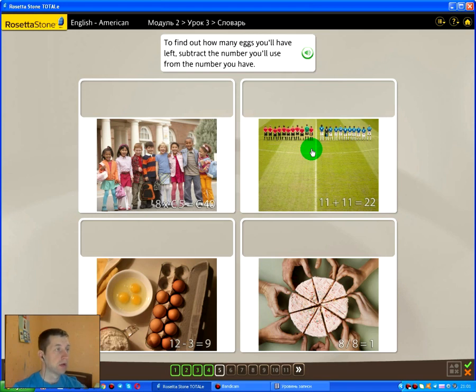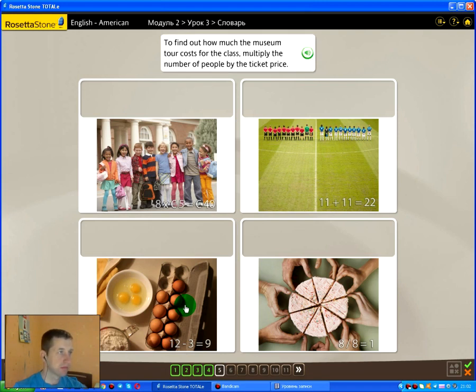To find out how many eggs you'll have left, subtract the number you'll use from the number you have. Чтобы найти, сколько яиц осталось, получается, процесс отнимания. Нужно от 12 отнять 3. Получится 9.